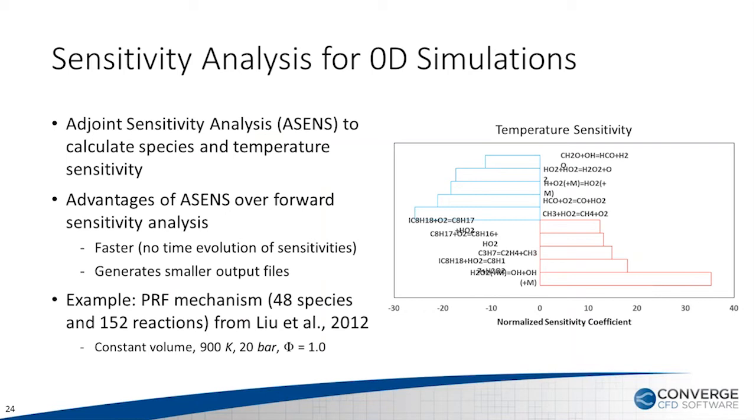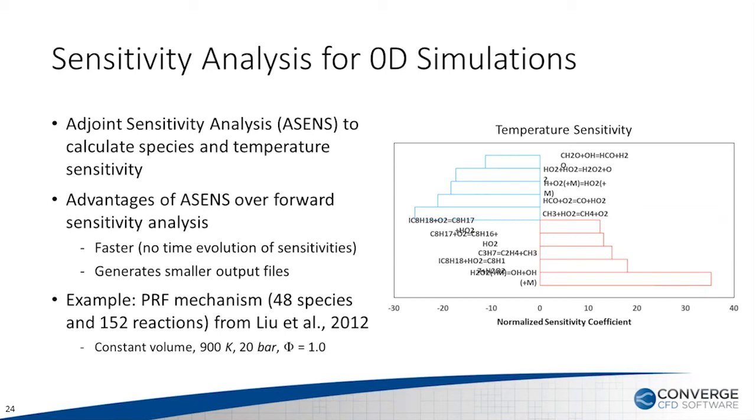So what does sensitivity analysis do, and what kind of method do we use? For 0D sensitivity analysis, we use A-sense. Basically, you can run sensitivity on species or the temperature. The advantage of A-sense over the forward sensitivity is it's much faster, and there is not a lot of output, so you don't need to analyze all the information. It will give you small output files.